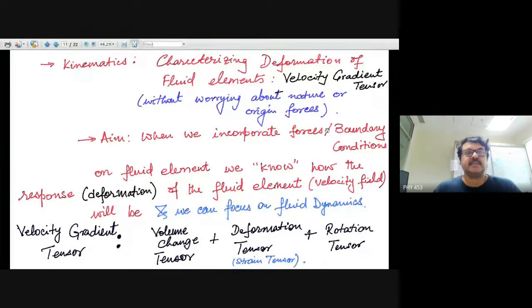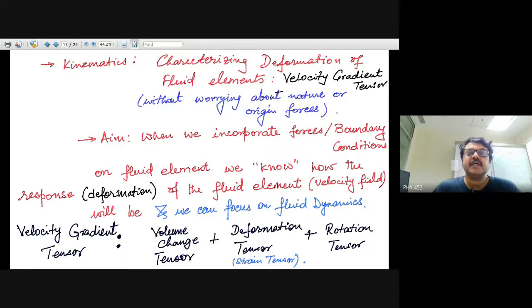So let's continue discussion of week 2 on the kinematics. What we are discussing in kinematics is we are essentially characterizing the deformation of fluid elements. In particular, today we will be discussing something called the velocity gradient tensor. When you read the word velocity gradient, it means velocity, how is it changing as a function of x, y, z, and how to define the velocity gradient tensor, and also how to characterize the nature of deformation. And what do I mean by that?